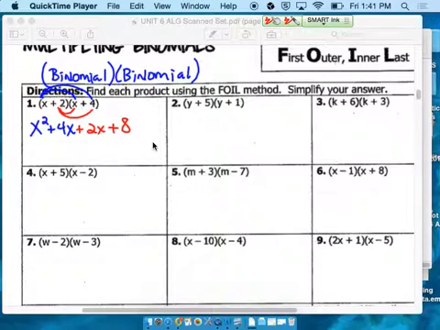And then the next step is to combine like terms. So x squared has nothing like to combine with. I combine like terms here. And that would be the simplified product. Let's do number 2 on the video. Actually, let's go down and do number 4 on the video.